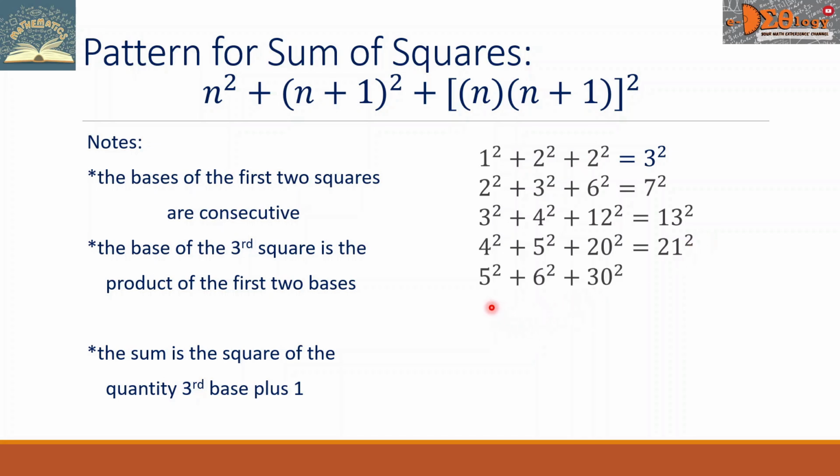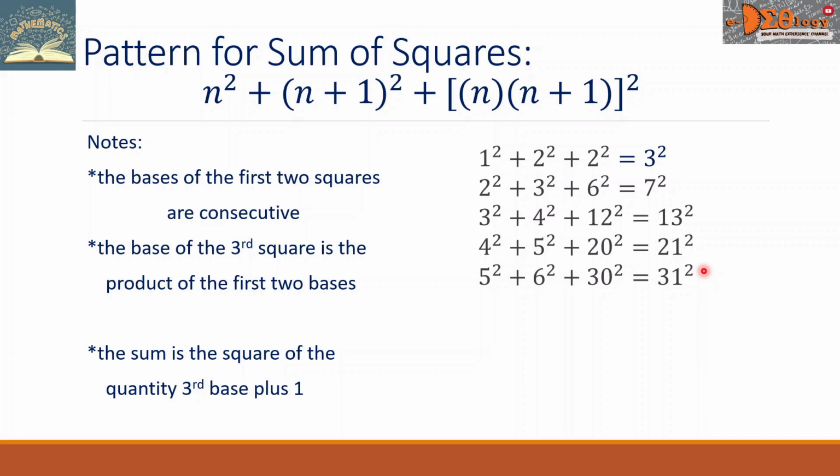Another example, 5 square plus 6 square plus 30 square. 5 and 6 are consecutive. 30 is the product of 5 and 6. Then the answer, 30 plus 1 is 31.